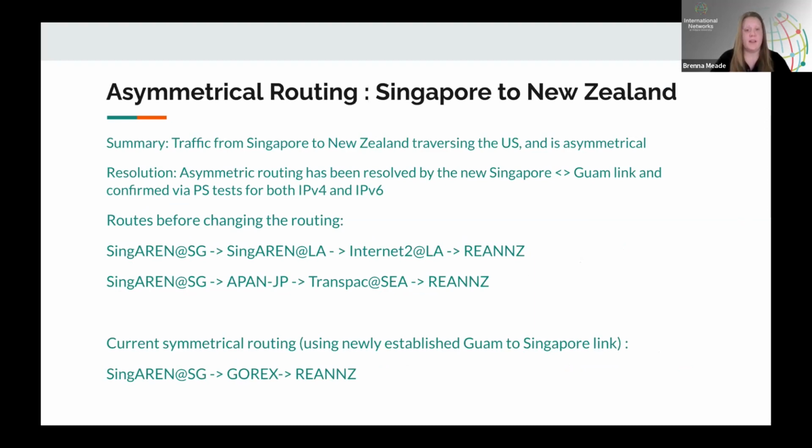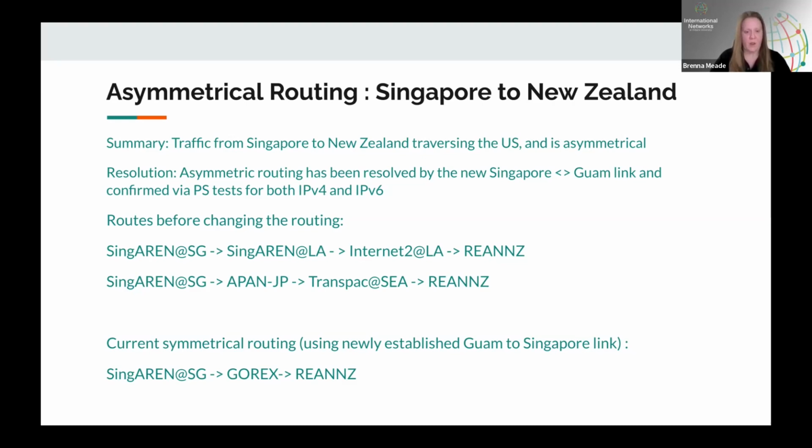The second example, asymmetrical routing. We identified this issue, Singapore to New Zealand, traversing the US, and was asymmetrical. So there were actually two issues here. Singapore to New Zealand is another one of those, Asia to Australia, Asia to New Zealand. We should not be traversing the US. That is a much longer path, much longer round trip time, causing performance issues and causing latency as well.